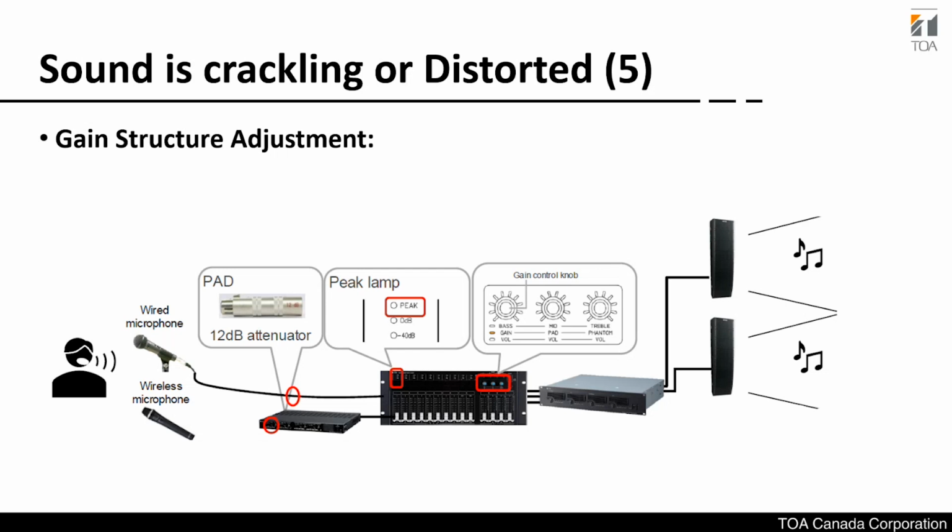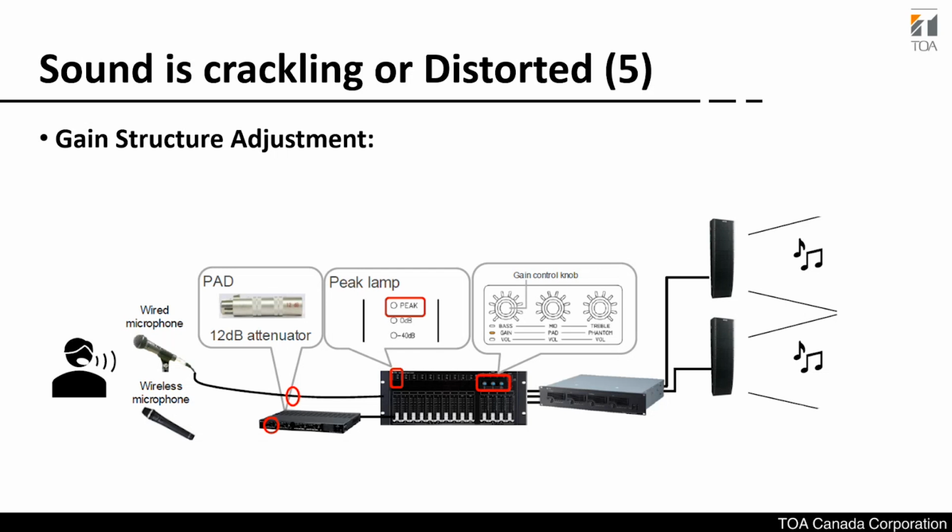So here is one of the ways we adjust the gain structure. After you put in the attenuator, you connect the microphone and speak into it, and try to see whether there's a peak on the mixer, whether the light lights up or not. It will give you better control of the gain input, the output from the source.